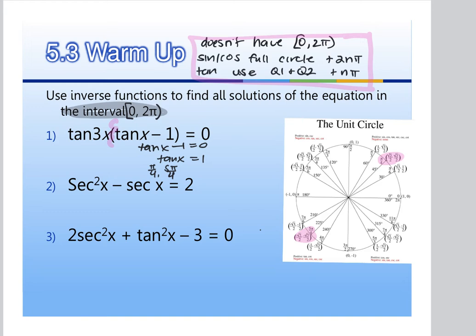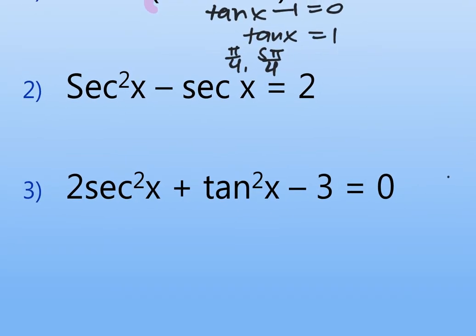2, right, is our secant. There's a squared and there's a non-squared, which means we get everything to one side because we're going to have to factor it. So secant squared x minus secant x minus 2 equals 0. And then I can factor it.